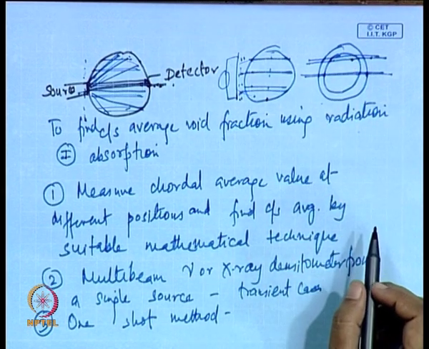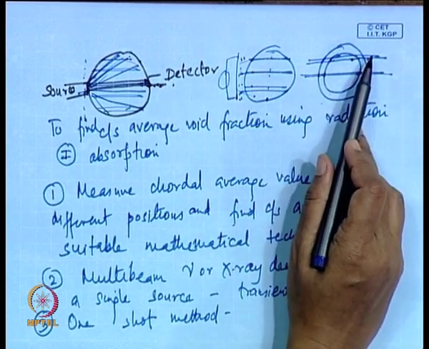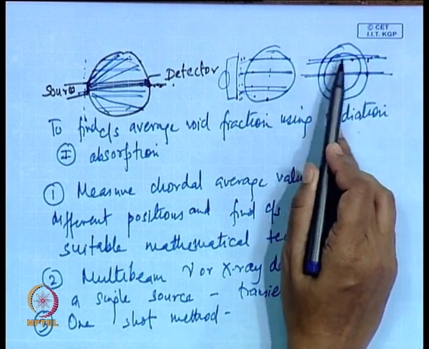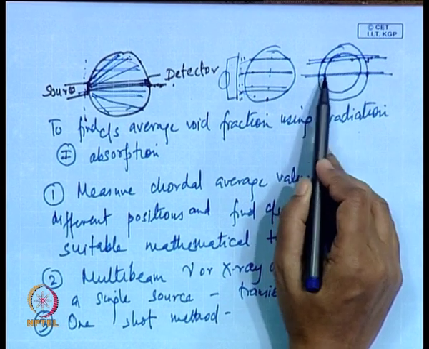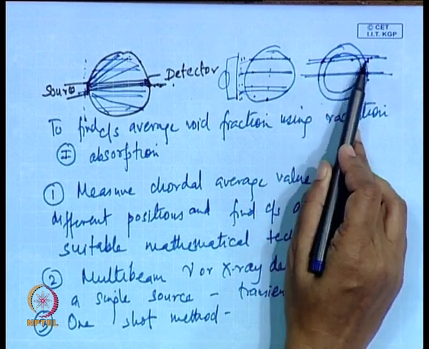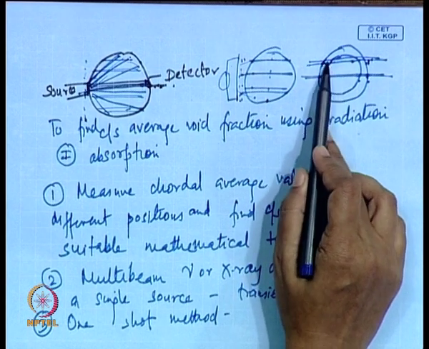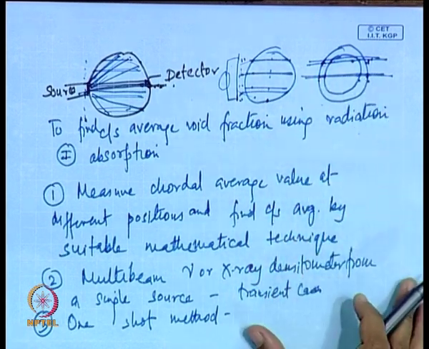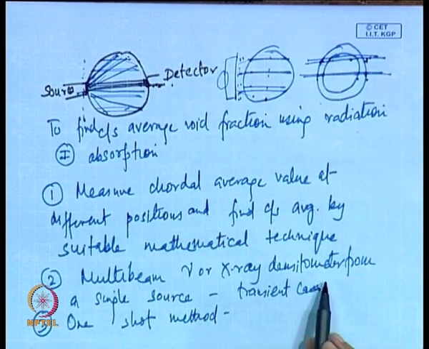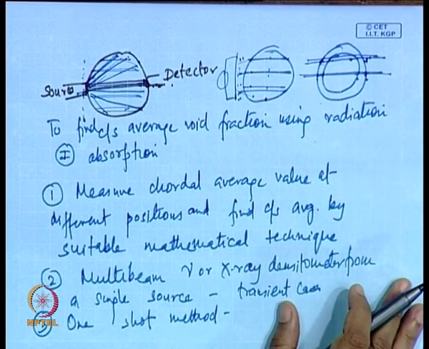So, these special collimators must be designed such that they adjust for the different path lengths being traversed. Here the path length is small, here the path length is larger. So, it has to adjust for the different path lengths traversed, and also the different amounts of wall absorption which take place. But this one shot technique is quite popular because the multi-beam densitometer is quite expensive. Okay.